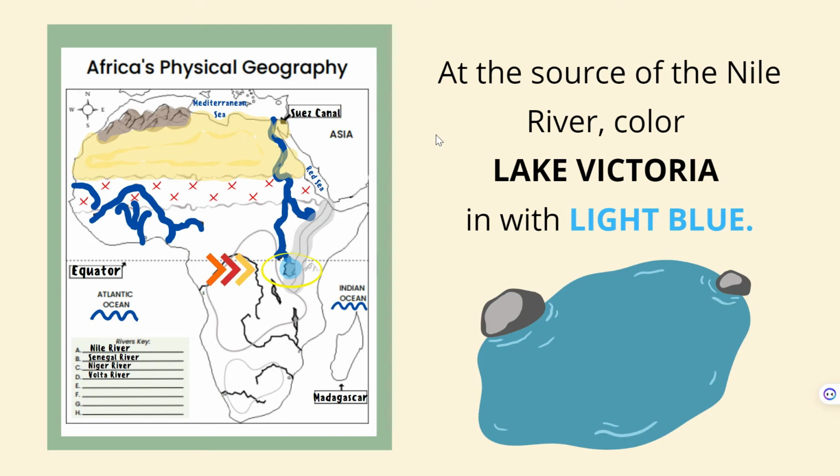Next, pick up your light blue colored pencil. Find the end of the Nile River right next to the Great Rift Valley we just colored in. We're going to color this lake in with our light blue. This is Lake Victoria, Africa's largest lake. It's found right on the equator.